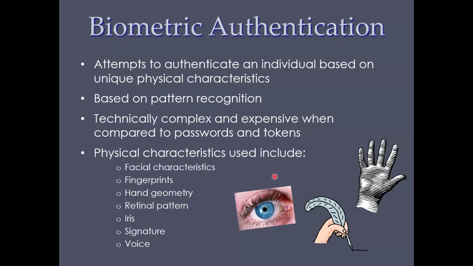Different enterprises will have different ways of authentication based on what service they're providing and what they can afford, which is one factor they have to consider. The physical characteristics can include facial characteristics, like Face ID, actual fingerprints, hand geometry, random pattern, iris, signature, and also voice.